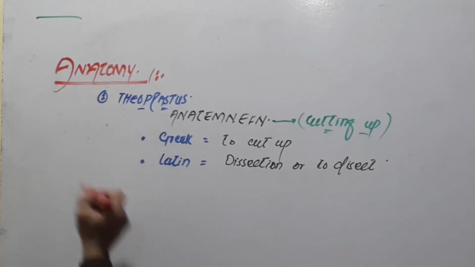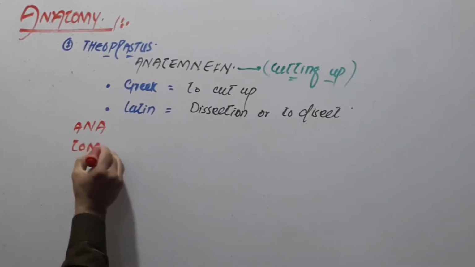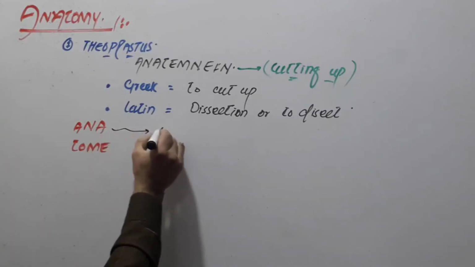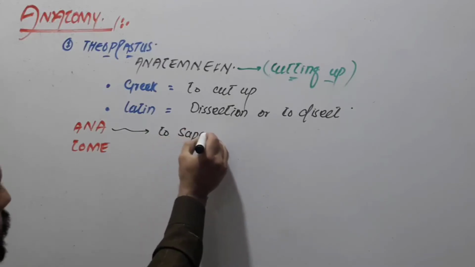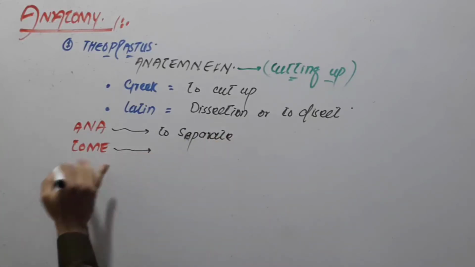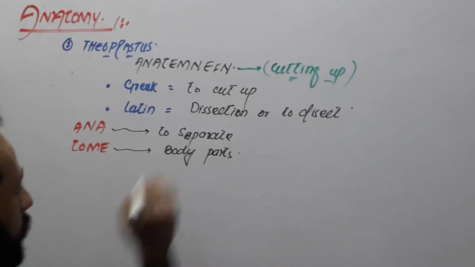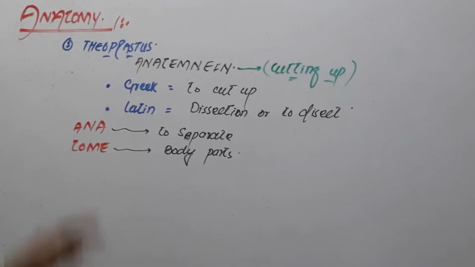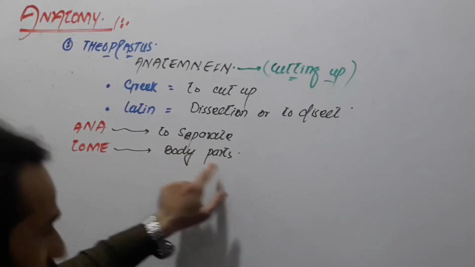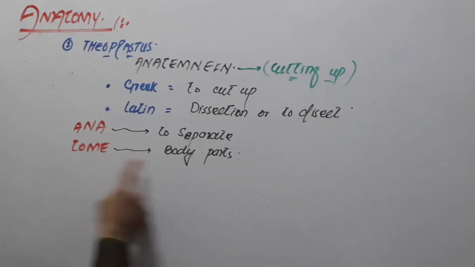Let me clarify this word: ana, and we have tome, right? So how many parts are there? There are two. Ana means to separate, and tome here means body parts. So what does the word anatome mean? Anatome means when we separate the body parts, this is called anatome. Look carefully. Ana means to separate, tome means body parts.